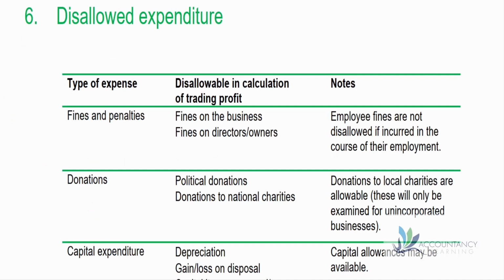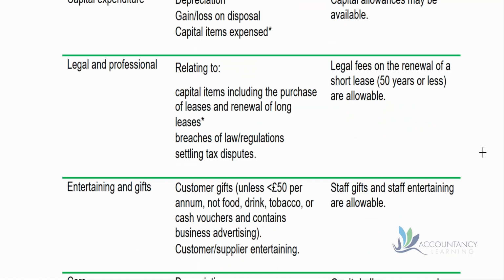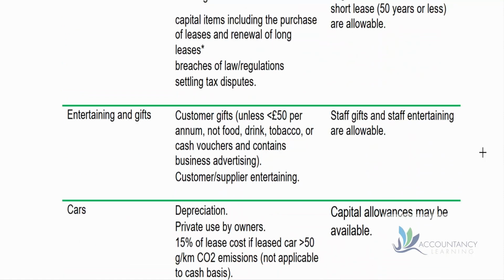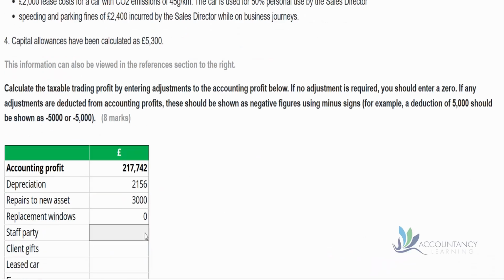The reference materials provided to you in the assessment help us here. So we're looking at section 6 about disallowed expenditure, and let's have a look to see if there's any information here about staff parties. So we can see there's a section about entertaining and gifts, and we're told that staff gifts and staff entertaining is an allowable expense. So if it's an allowable expense, we can put 0 in our table here because we don't need to make any adjustments.